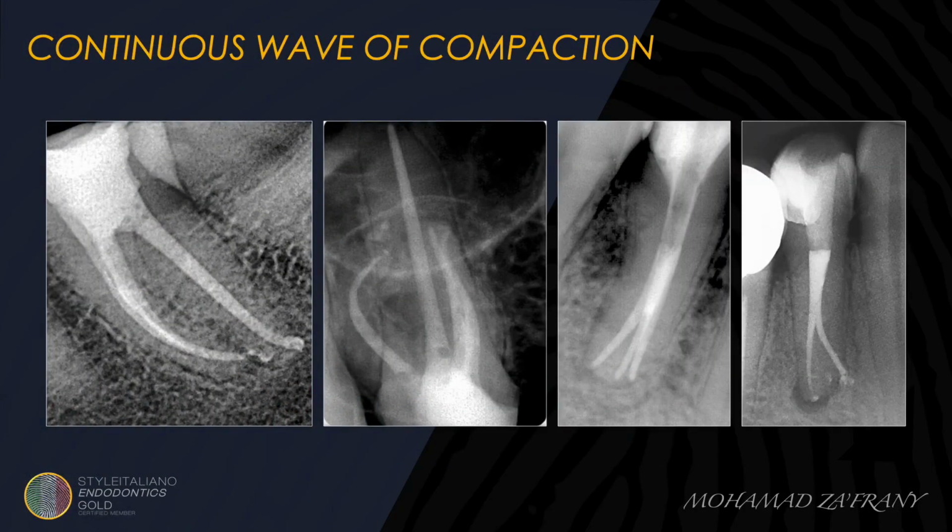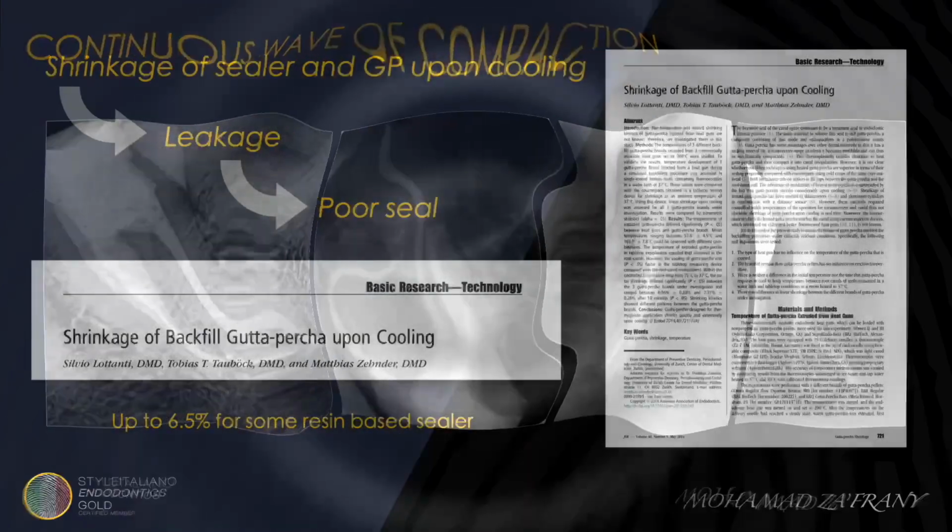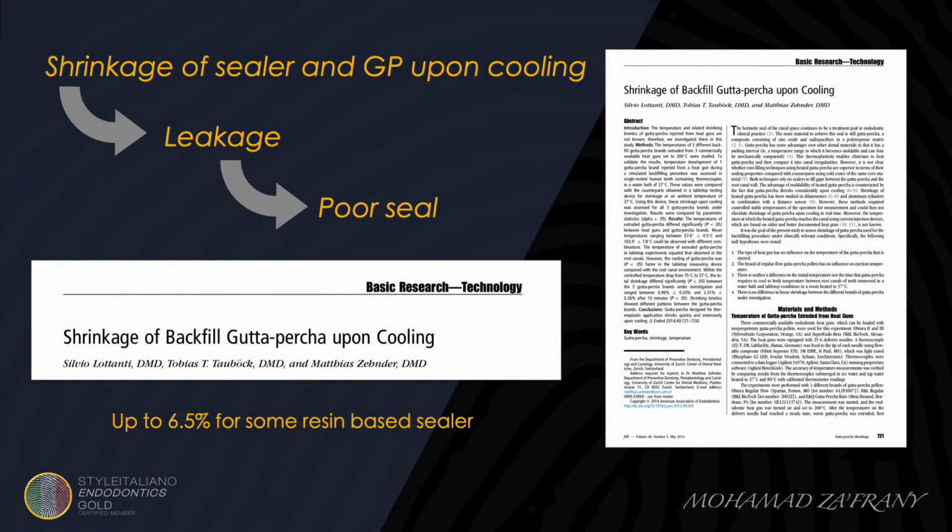The technique is widely used by professionals, and we have very nice results and outcomes from the technique, especially when we're dealing with complex anatomy and split canals. We have some limitations of the continuous wave compaction technique, like if the technique is improperly done, we have the possibility of leakage. Leakage as a result of shrinkage of gutta-percha upon cooling and shrinkage of sealer upon setting.